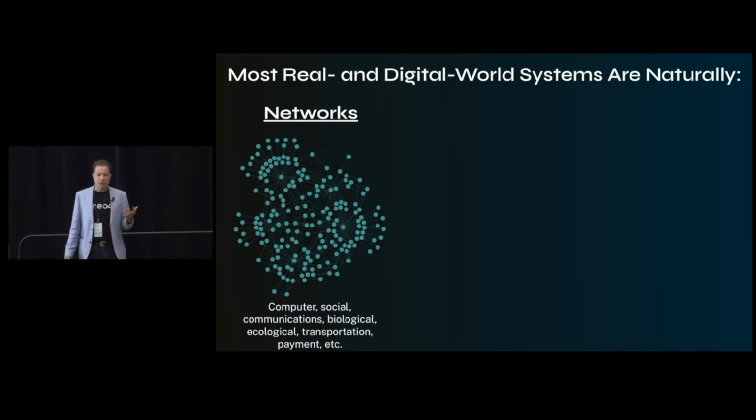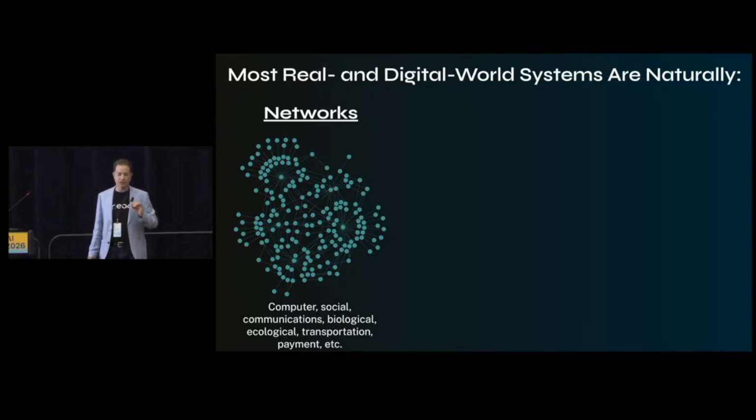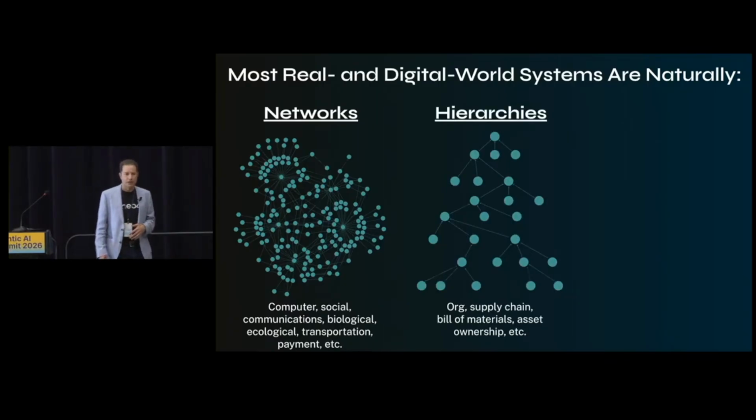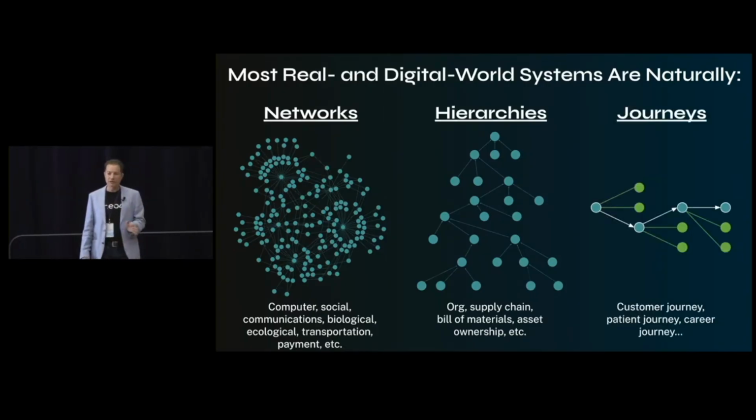It tends to show up in a few ways. It can show up as a network: computers are networks, social networks, communications, biology, ecology, transportation, and so on. Or as a hierarchy like the Walmart HR example, which is actually multiple hierarchies and journeys, and then likewise with customer journey, patient journey, and the like.